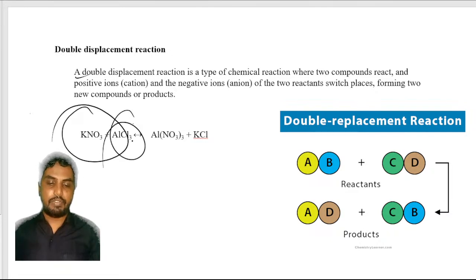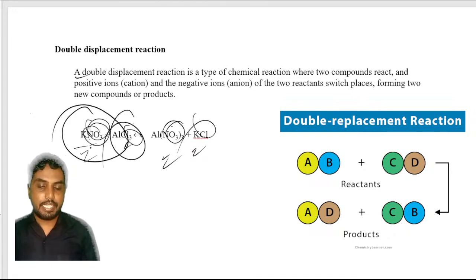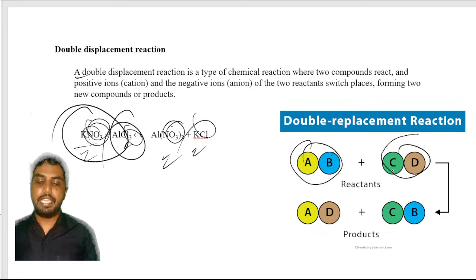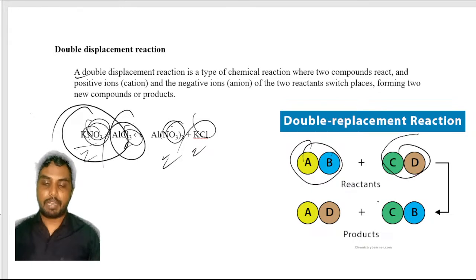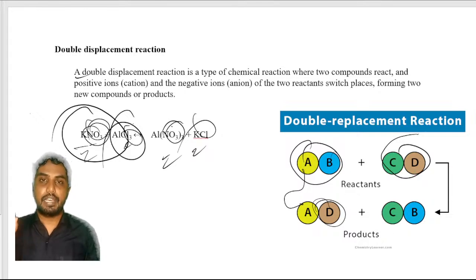For example, potassium nitrate with aluminum chloride, where you can see the displacement. The nitrate is displaced with Al and Cl3 is displaced with K, giving KCl. So you can see the pure displacement. Here you can see the general form of double displacement. A B reacts with C D, and after the chemical reaction A joins with D, and C joins with B. So this is called a double displacement reaction.